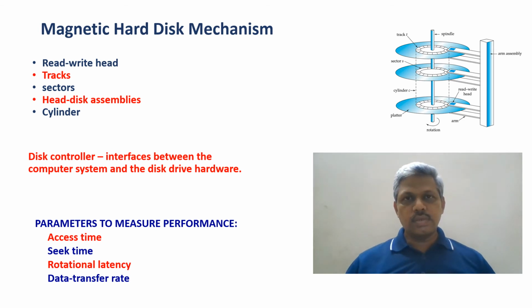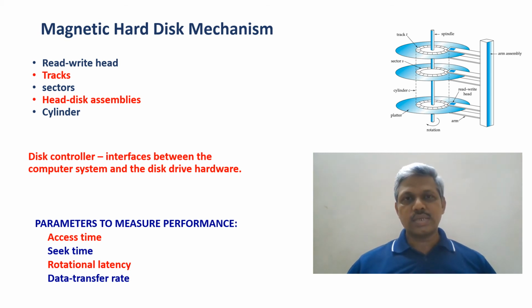The performance of magnetic disk systems is measured by the following 4 parameters. One is the access time. Access time is the time from when the system receives a read or write request to the point when it transfers back the data. So the time gap between these two is taken as access time. The second one is seek time. Seek time refers to the time it takes the head to relocate itself from the current position to the correct track where the data is present. And the third, rotational latency, is the time it takes to identify the correct sector on a track.